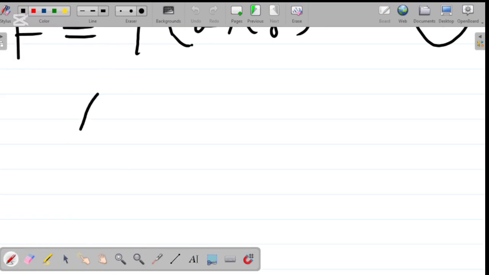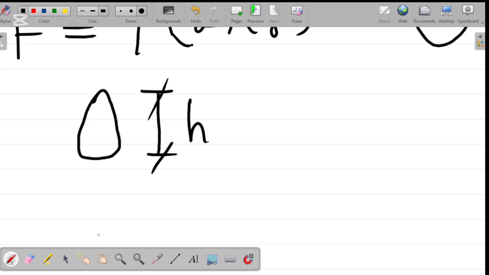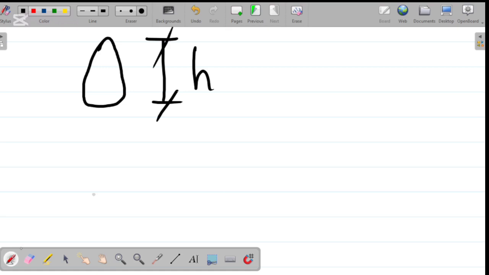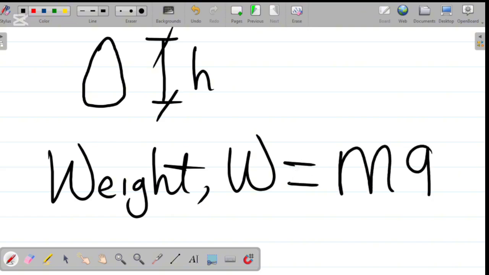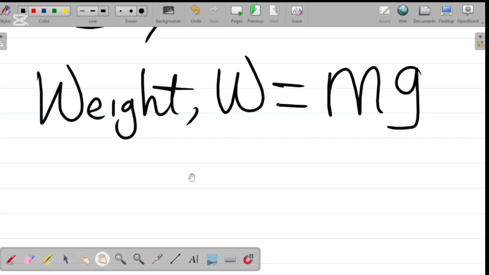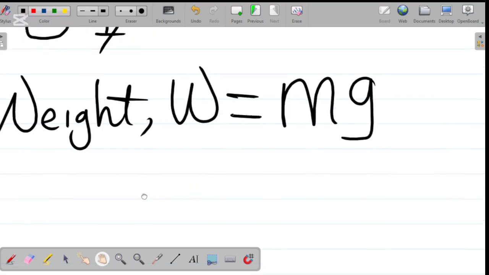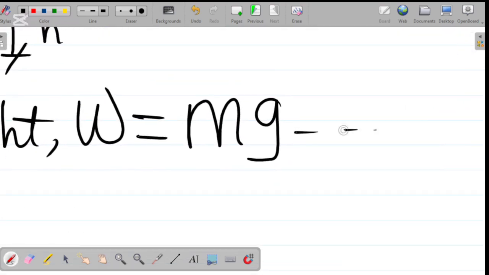All right, so assuming this is the droplet, it has a height of its own, and it also has a weight. Now remember that weight W is equal to mass times acceleration due to gravity. So let's call this equation 4.